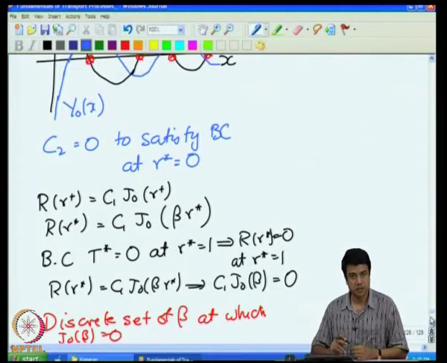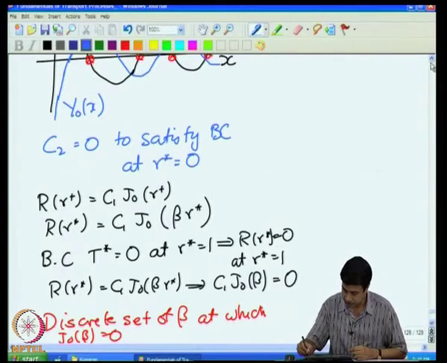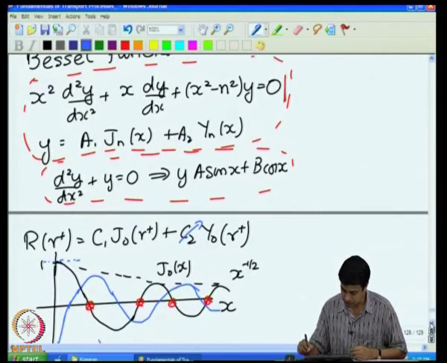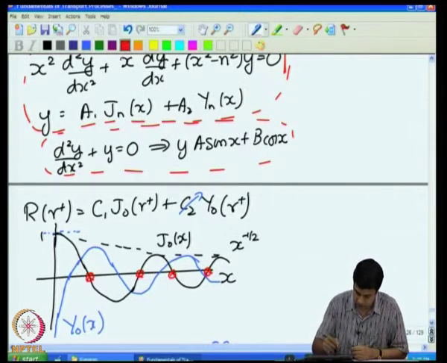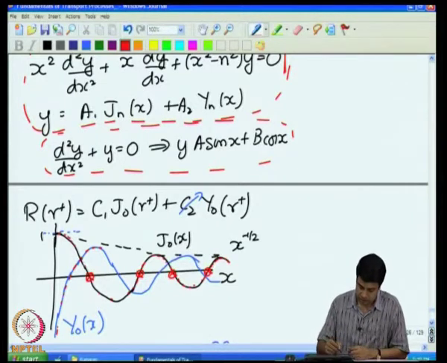That means that beta cannot have any value. It has to have a particular value in such a way that this function J naught is equal to 0. This is the function, I am sorry, this is Y naught. So, this is the function J naught. This function J naught has to be equal to 0. So, J naught of beta has to be equal to 0. That means that beta has to have a set of discrete values.